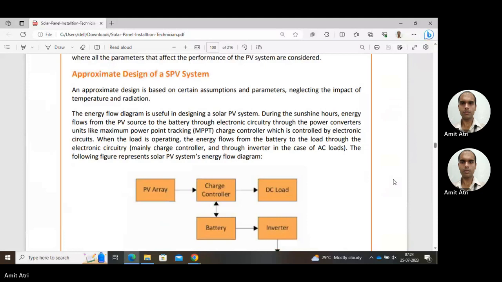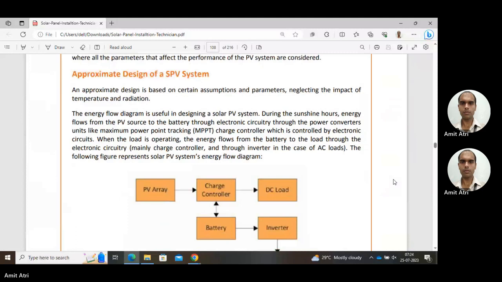Okay, radiation, we have discussed these things in detail. So these parameters may impact the electricity production from the system. But for approximate design, we can almost neglect these parameters for small scale. There we are using approximate design.